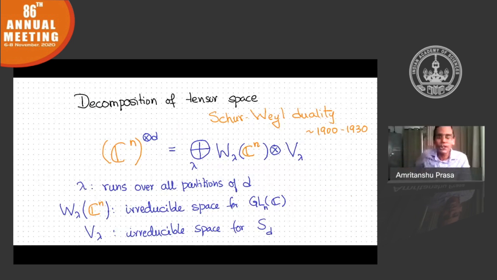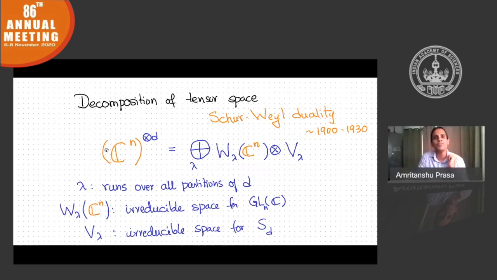And the solution to that problem is given by the Schur-Weil duality, or the Schur-Weil decomposition, I should say. And it says that this tensor space breaks up into a sum over all partitions of D. So what is a partition of D?